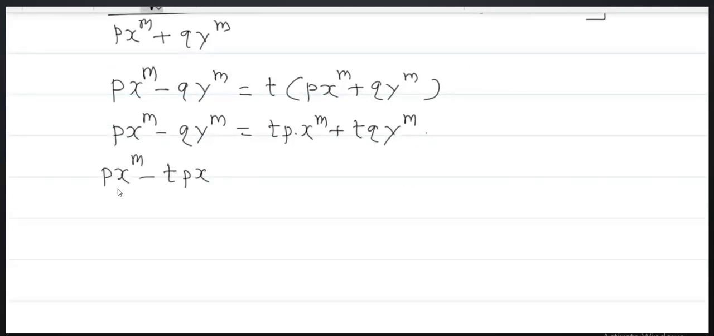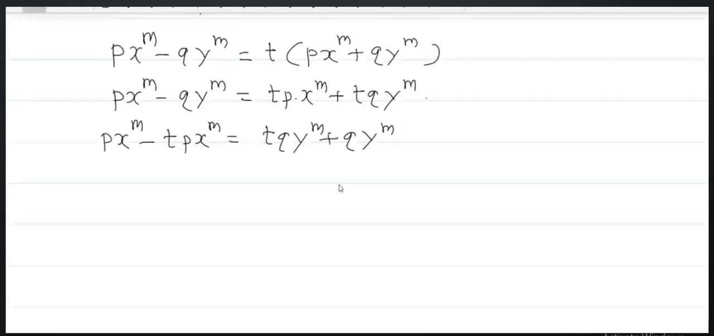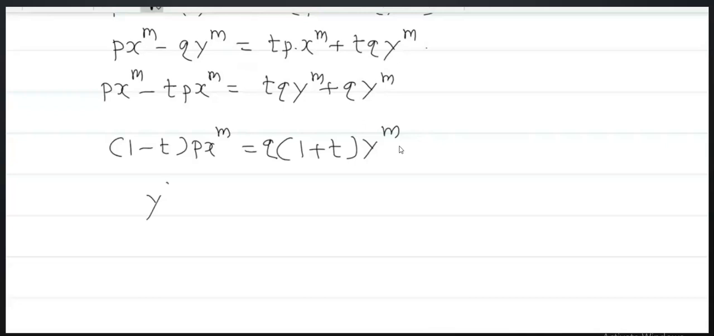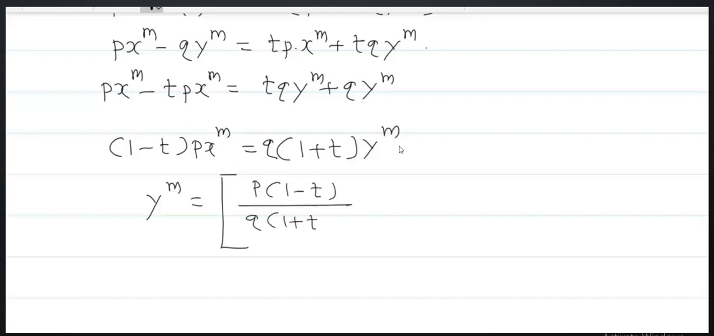Therefore, (px) raised to m minus t (px) raised to m is equal to t (qy) raised to m plus (qy) raised to m. Take x raised to m as common: p into x raised to m as common, then in bracket you will get 1 minus t. From the other side, take q and y raised to m as common. Therefore, y raised to m is equal to p into (1 minus t) upon q into (1 plus t), into x raised to m.